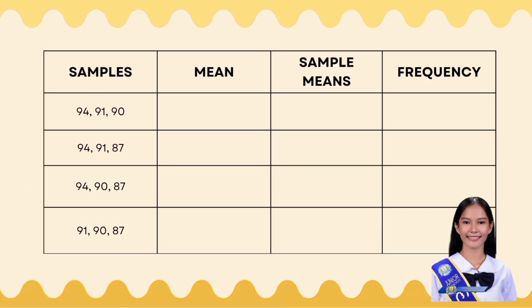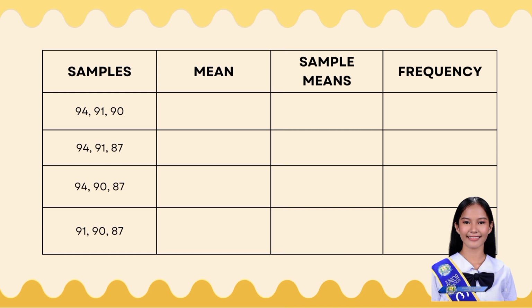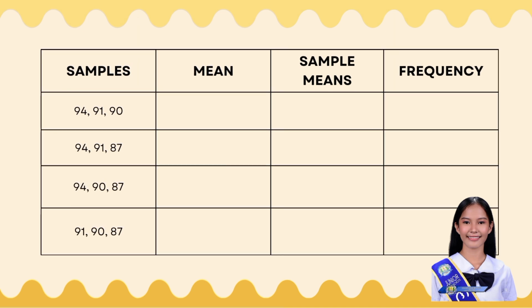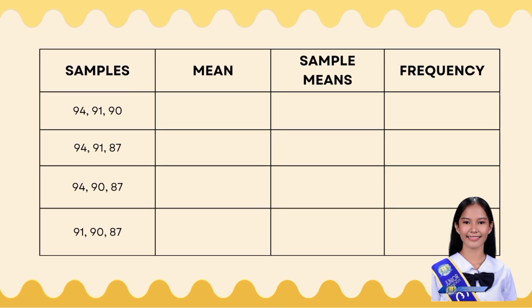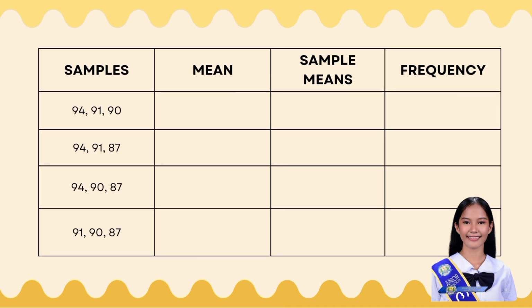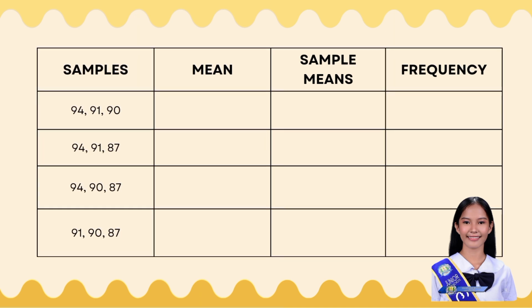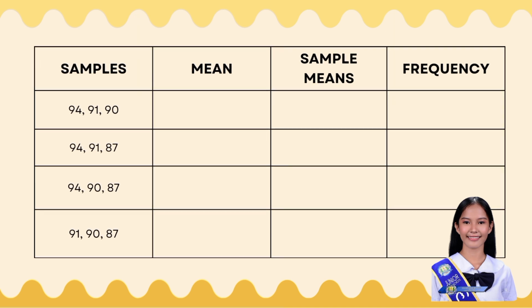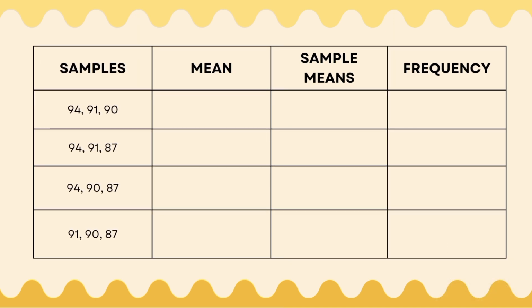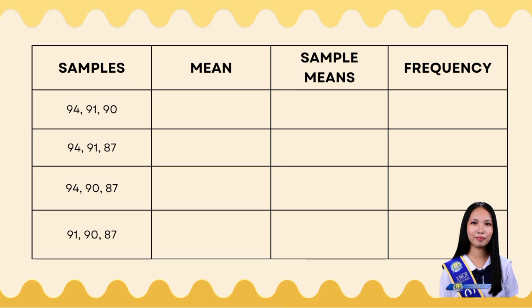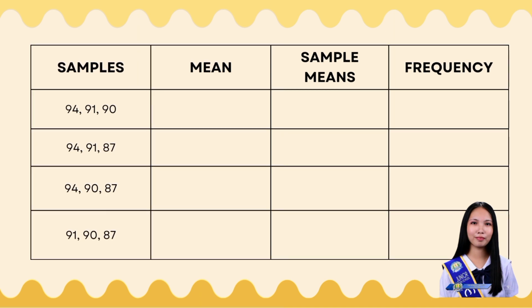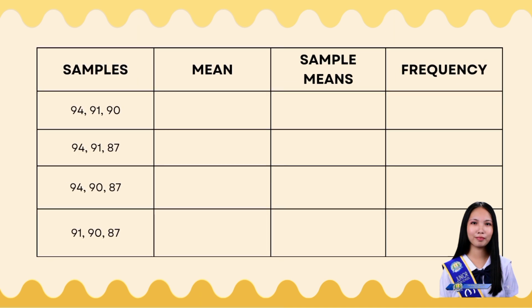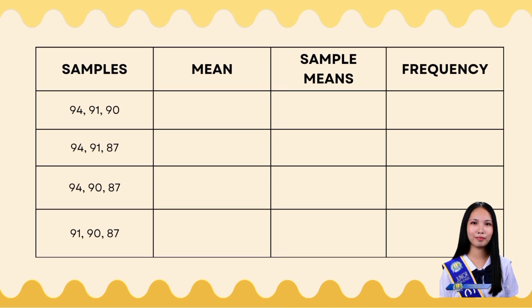Next, we will now list all the possible samples from the chosen grades with a sample size of 3. The samples are 94, 91, 90; 94, 91, 87; 94, 90, 87; 91, 90, 87. Now, we will compute the mean of each sample. To compute the mean, we have to add the 3 grades for each sample and then divide it by 3.